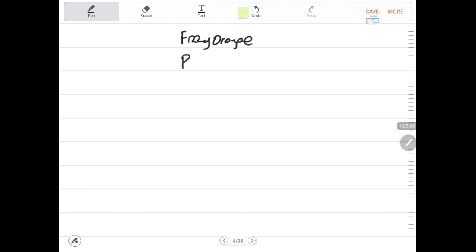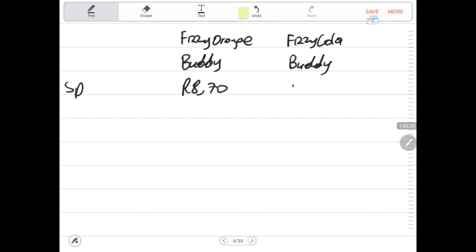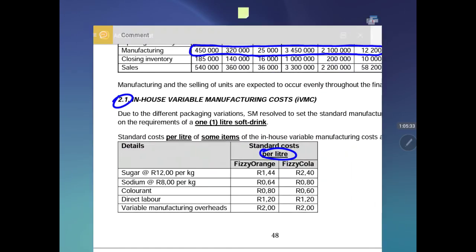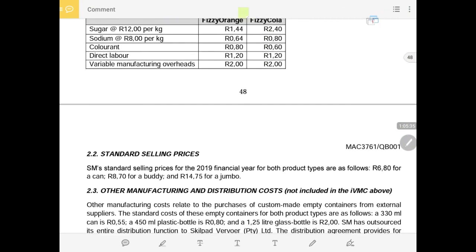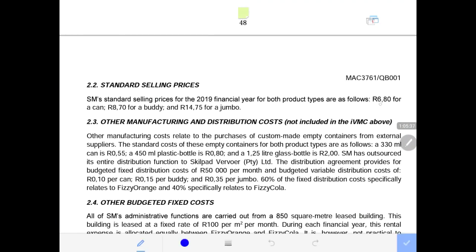Under fizzy orange, we are only looking for one packaging variation, body only. Then we have our selling price, which I think was 8.70. Our selling price was 8.70 for the body when we read the selling price information. 6.80 was for the can, 8.70 was for the body.